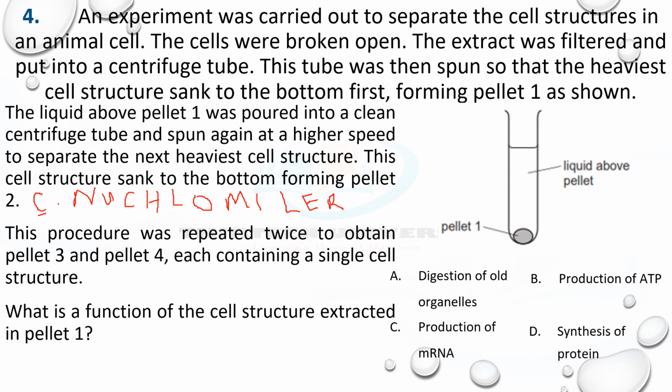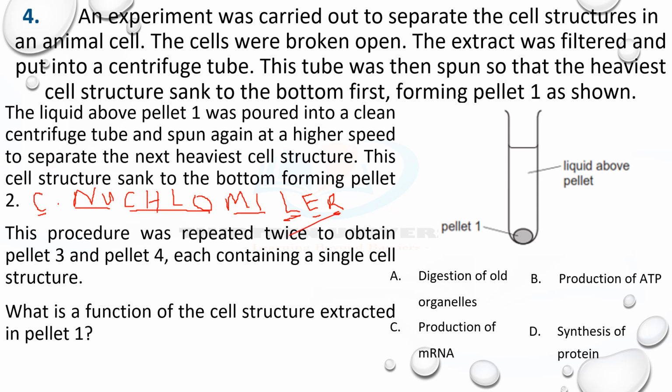For plant cells, cellulose is going to be pellet 1. This N is nucleus, that's pellet 2 if you're dealing with a plant cell. Chloroplast is the next heaviest, which is pellet 3. M is mitochondria, pellet 4. L is lysosome, pellet 5. E is endoplasmic reticulum, pellet 6. Ribosome is the smallest, the least heavy, which is R.